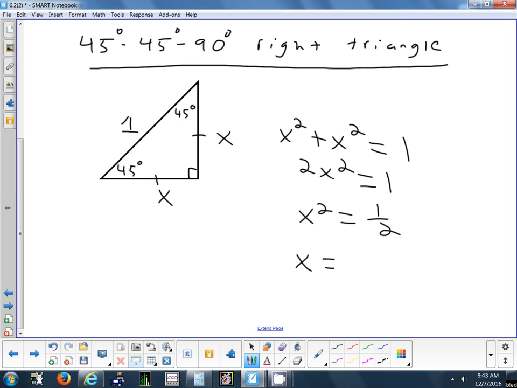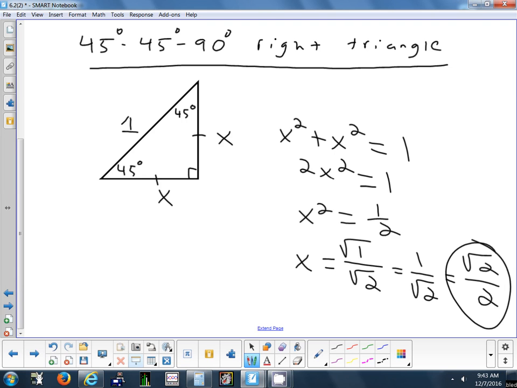Take the square root of the top and the bottom separately. The square root of the top just becomes 1. The square root of the bottom, well, we can't simplify it. We just leave it as square root 2, but we can simplify that whole fraction, or at least rewrite it in a better way. You get the square root of 2 over 2.